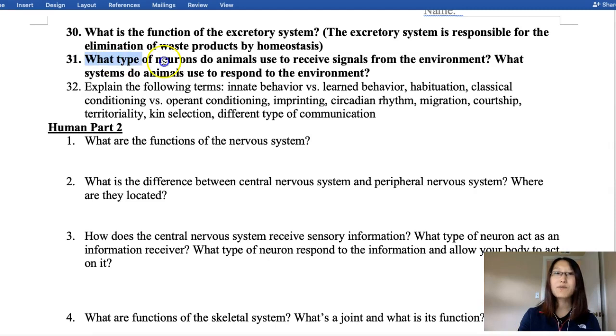Okay, next one. What type of neurons do animals use to receive signals? So those are the sensory neurons in our peripheral nervous system. And what systems do animals use to respond to the environment? Those are the motor neurons, which are also a part of the peripheral nervous system, but this is what we use to actually move around. I'm using my motor neuron to send signals to my arm, okay? And when you sense things, I can feel that this room is a certain temperature. That will be your sensory neurons receiving signals from the environment.